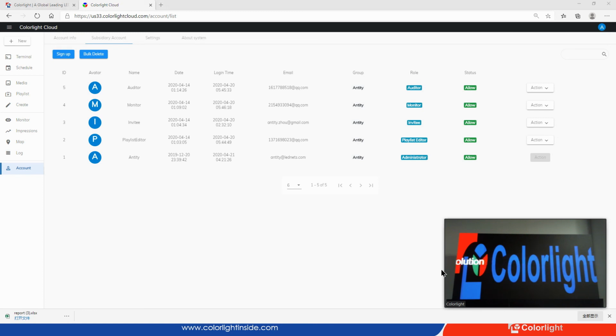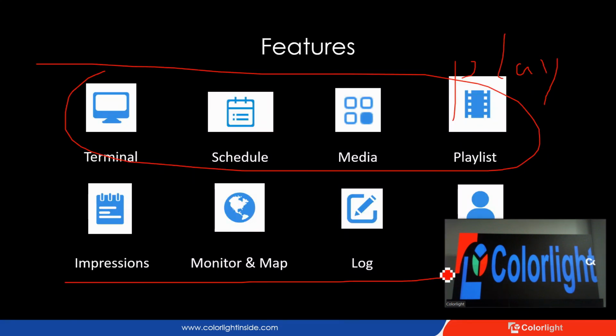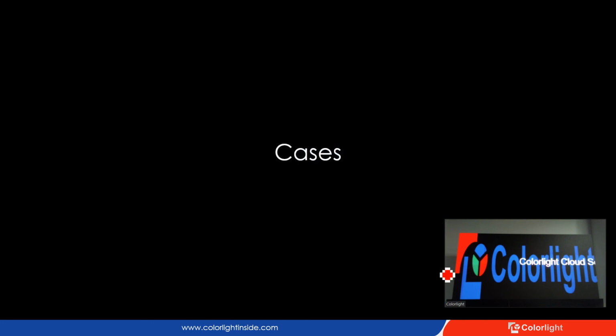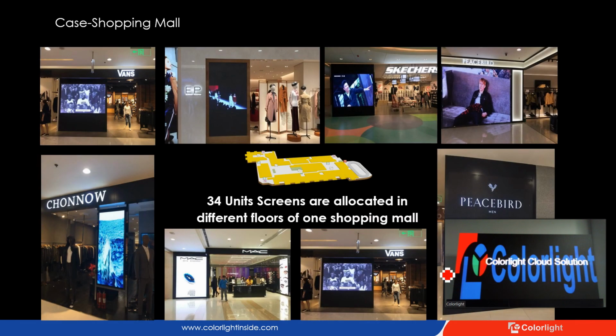And now let's go back to the PowerPoint. I will give you some cases that we have built. The first one is what we have done for the shopping mall. In total, 34 unit screens are located on different floors of this shopping mall with different sizes and different resolutions, some for shoes, some for clothes stores, and some for makeup stores. And the control is all done by the Colorlight Cloud.